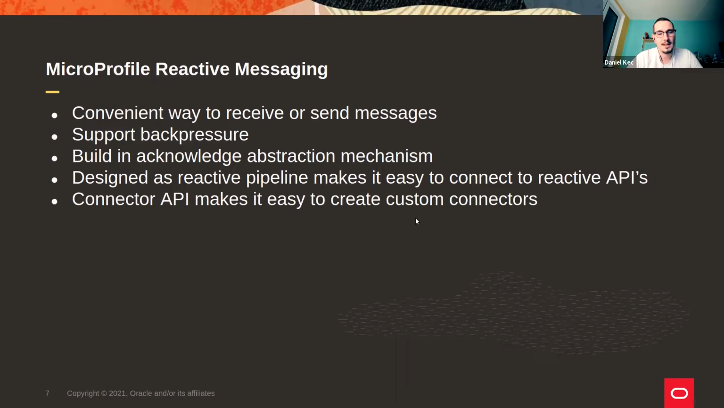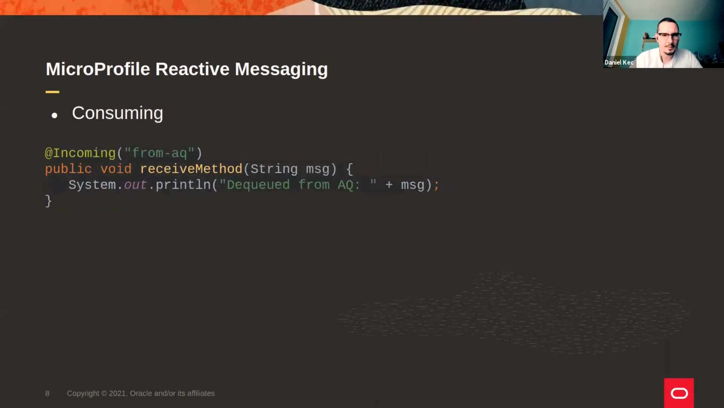And it has a really nice API for creating reactive connectors, so you can even create your own connector and use it in the messaging really easily. So I will move to some examples. This is the simplest possible method for receiving messages. It doesn't look reactive, but it is.